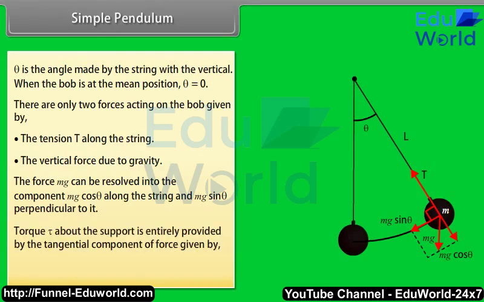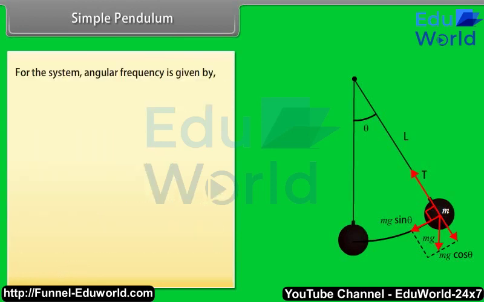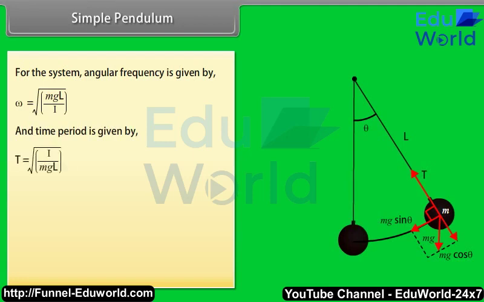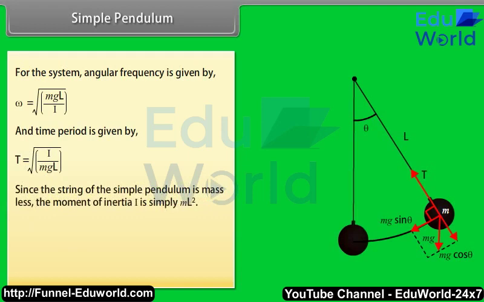The torque about the support is entirely provided by the tangential component of force, given by tau is equal to minus L mg sin theta. For the system, angular frequency is given by omega is equal to square root of mgL upon I, and time period is given by T is equal to 2 pi times square root of I upon mgL. Since the string of the simple pendulum is massless, the moment of inertia I is simply mL square. Now, the time period of a simple pendulum is T is equal to 2 pi times square root of L by g.